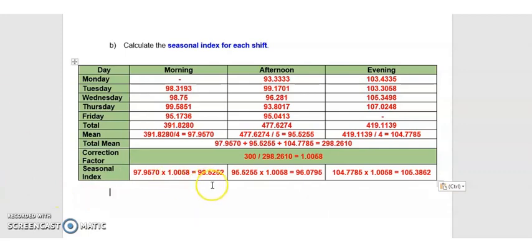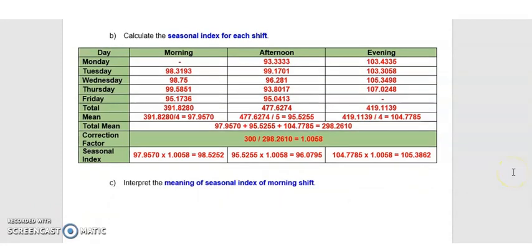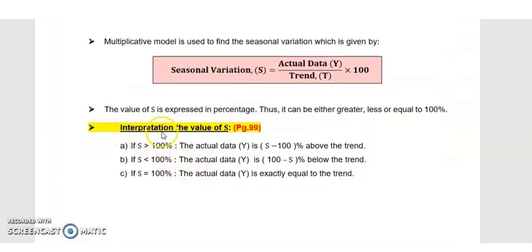After this, we will look at how to interpret or give meaning to the value of the seasonal index. Okay, now question C on how to interpret the meaning of seasonal index. This question asks you to interpret the meaning of the seasonal index for the morning shift. Here I will show you how to interpret for all shifts. How to interpret the seasonal index? Refer to your notes on page 99. Look at interpretation, the value of S means the value of the seasonal index.